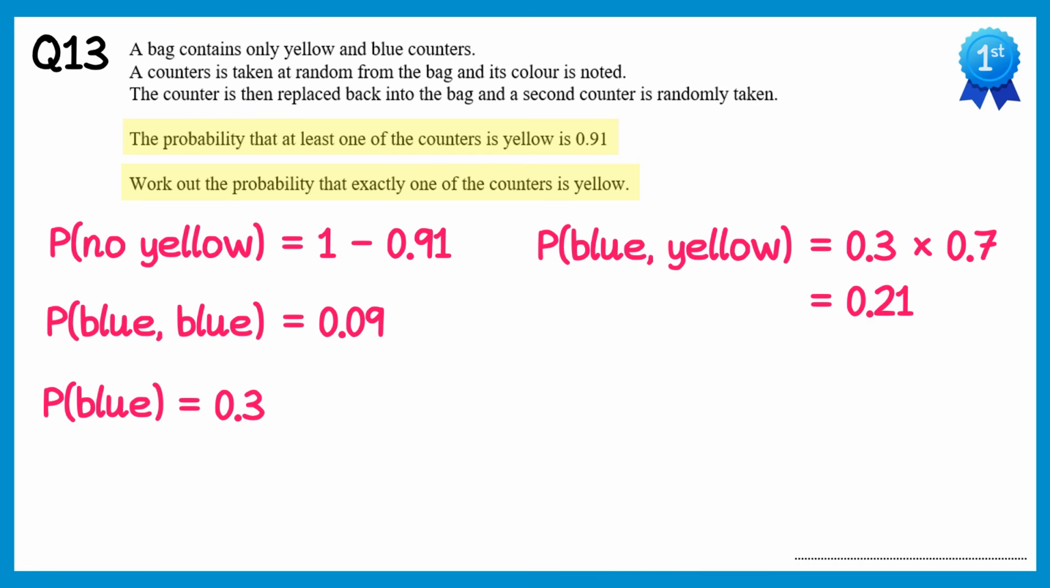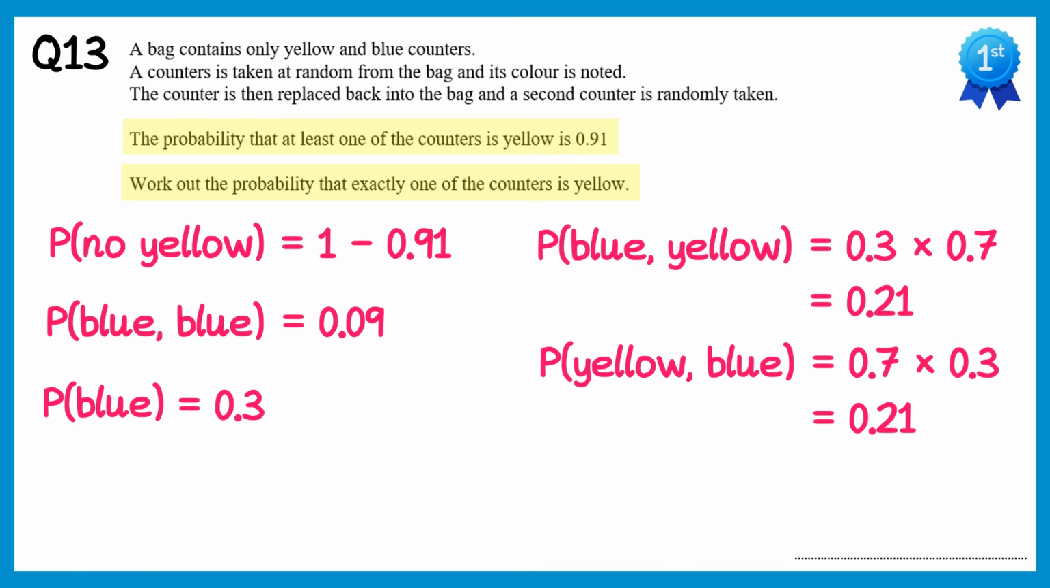But we could also select a yellow first, so it's the probability of a yellow followed by a blue, which is 0.7 times 0.3, which is also 0.21. So if we add those probabilities together, we'll find the probability that exactly one was yellow, and that's 0.42.